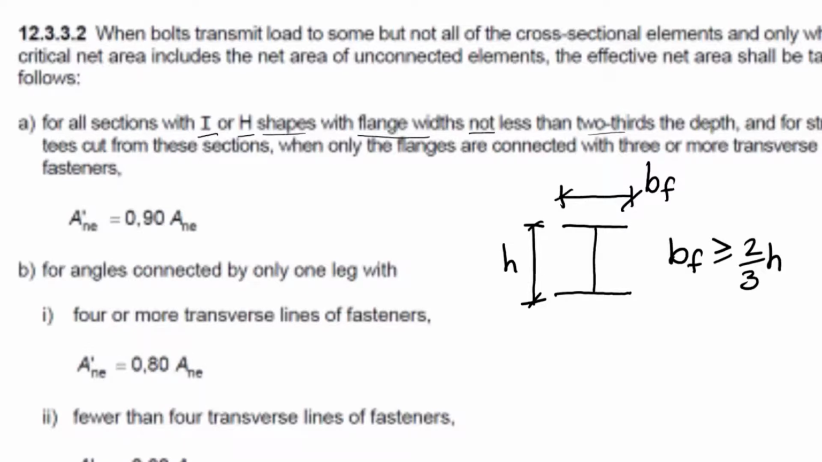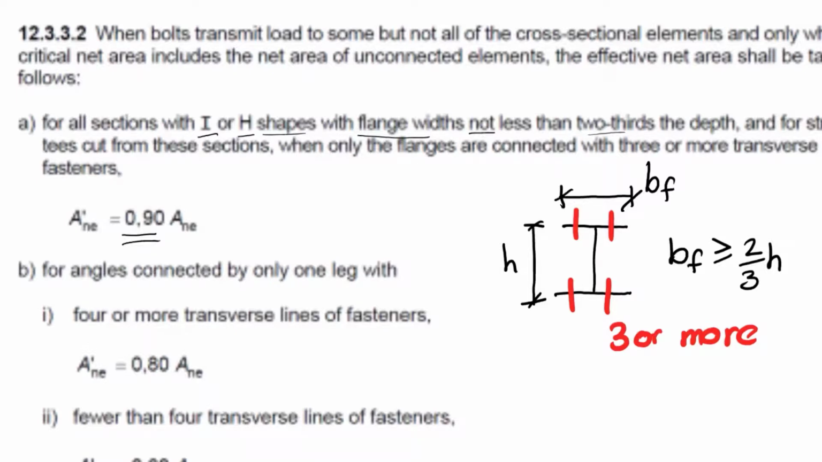Then you also need to have 3 or more bolts. Then it satisfies the clause, and you will be able to use 90% of the effective area, 0.9 times the effective net area, so area minus 4 bolts. And then you can use 90% of that area. So that's a very effective section, which is a good thing.